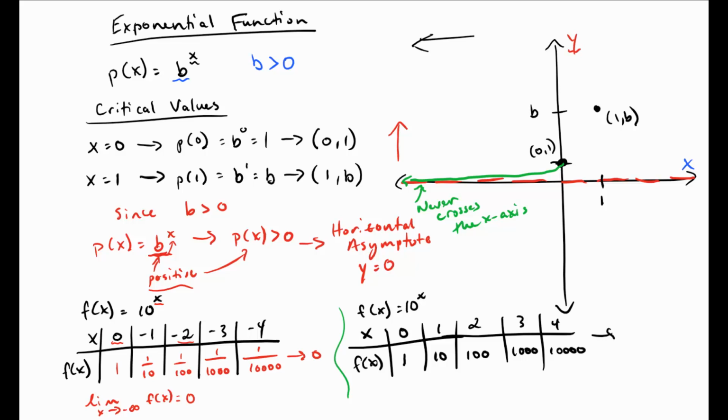And we can kind of see here, well, as x gets bigger, f of x is just going to get bigger and bigger and bigger. So this will actually be approaching positive infinity. And we can write that more formally as the limit as x approaches positive infinity is just going to equal infinity.